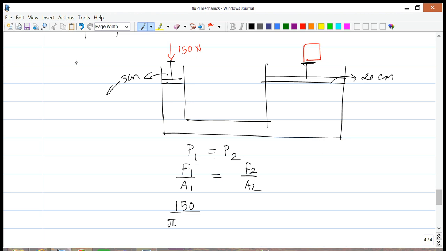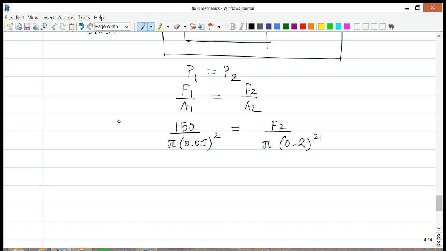Now the 5 centimeters, we need to convert it to meters. Divide by 100, so it gives us 0.05 squared. And on the other side we have F2, and we're going to divide it by pi times 0.2 squared. Okay, great. So the pi's cancel out. Before you plug in the numbers into your calculator, always try to simplify. In fact, this problem can be solved without putting anything into the calculator.